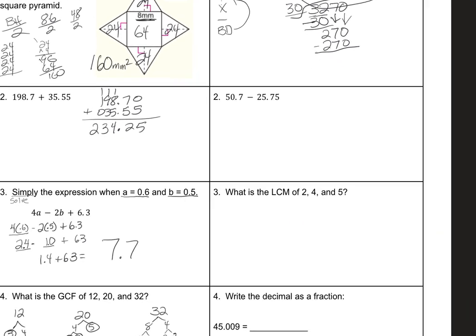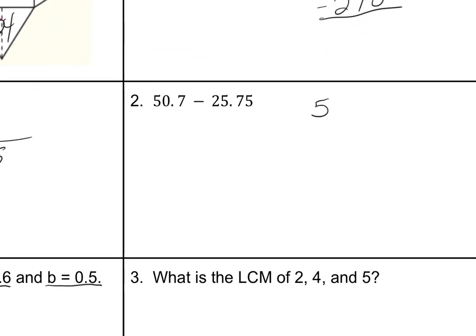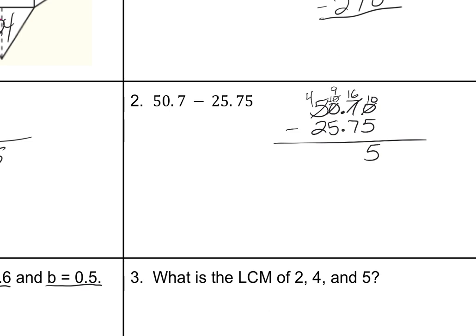Number 2, line up your decimals on a decimal subtraction problem. Fill in empty zeros and subtract. Going to have to borrow. Cannot subtract 7 from the 6. I'm going to have to perform some borrowing or regrouping. Whatever you call it, it's the same thing. And I find out that my answer is 24 and 95 hundredths.